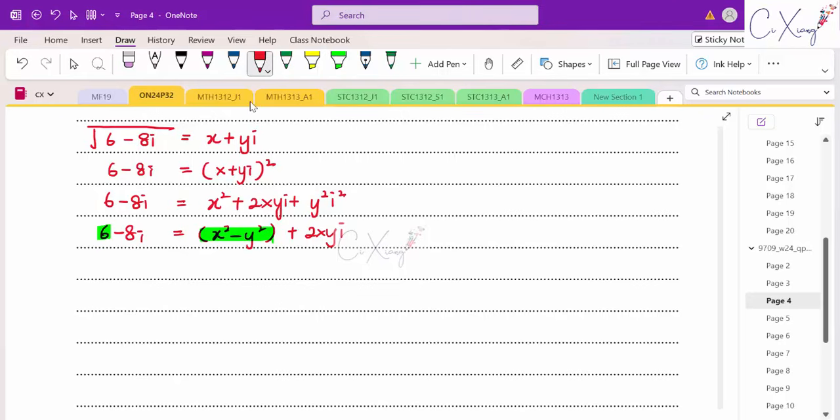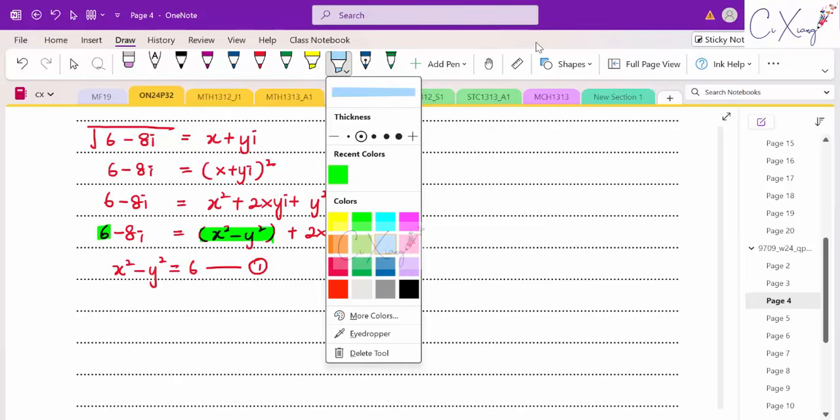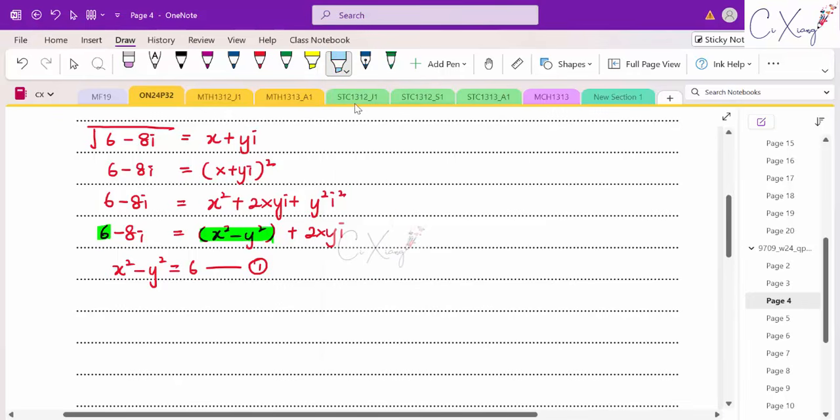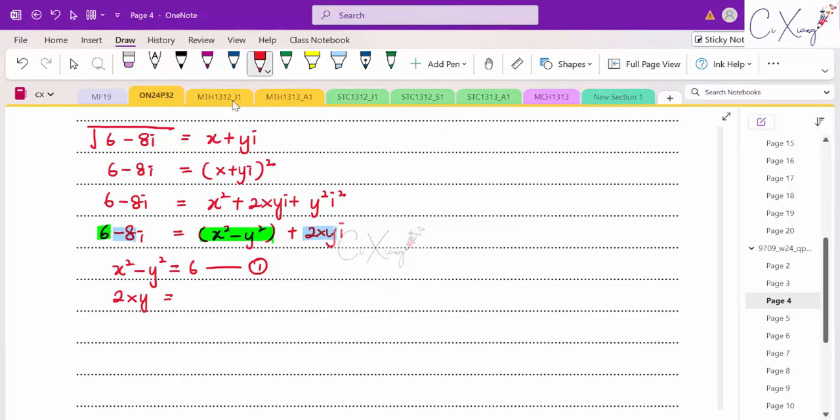Right, so from here I form the first equation, x squared minus y squared equals 6. So this is the first equation. Then after that, the second equation: we are going to compare the imaginary with the imaginary part. You can see from here, negative 8 equals positive 2xy. So this is the second equation that I can get. So I will put 2xy equals negative 8. So from here, y basically is negative 4 over x, and this is my second equation.